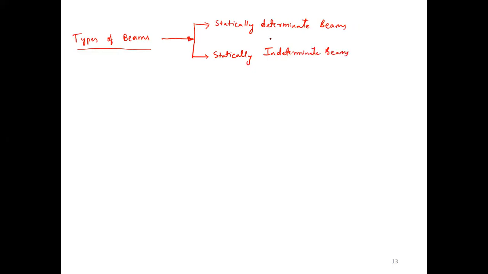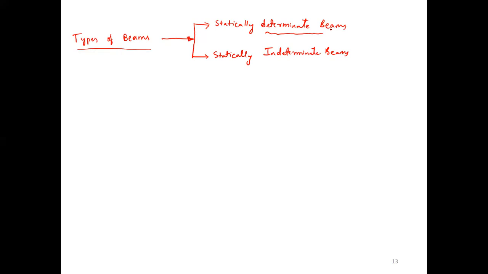So the classification, see, from a structural engineer's point of view, you have to think. Basically, beams are classified as statically determinate beams and statically indeterminate beams. What is meant by determinate beams? The beam whose unknowns can be determined using equilibrium equations. Very good. The beam which can be analyzed with the help of equations of equilibrium alone is called a determinate beam. What are the equations of equilibrium?